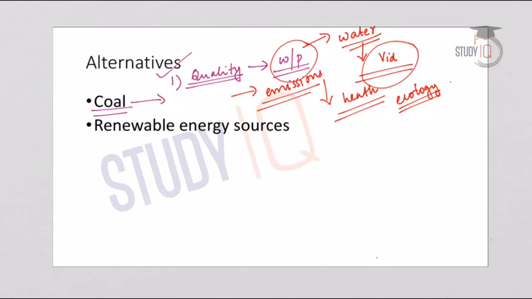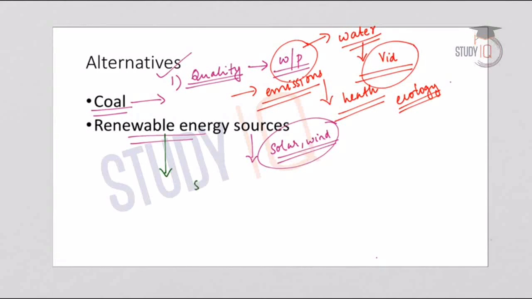So considering these drawbacks, we need to find some other alternatives along with coal. The second alternative available is renewable energy sources. Renewable energy sources are those energy sources that can be renewed or replenished in a certain period of time. For example, solar energy, wind energy, etc. are considered renewable energy resources because they can be replenished in a period of time. But such renewable energy sources also have certain challenges or shortcomings.